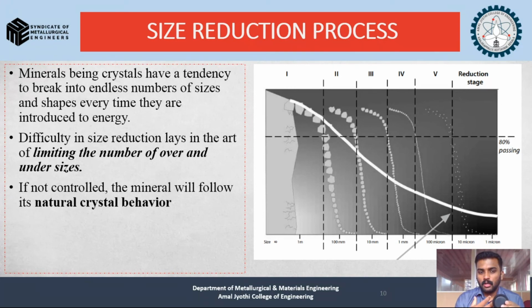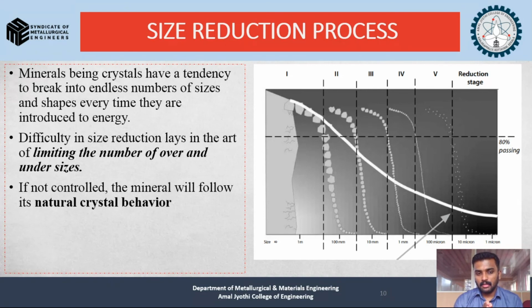And the difficulty for a mineral dressing engineer is that we have a certain designation, a certain requirement, like this ore should contain a particle size like this. So our part comes in: how to reduce a large lump of ore into the correct required size. That is our difficulty, and it is shown here. The difficulty in size reduction lies in the art of limiting the number of over and undersized particle sizes. So we should have a uniform particle size. That is our difficulty for the size reduction operation.